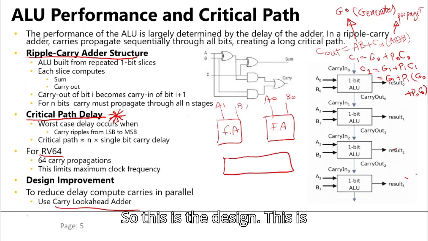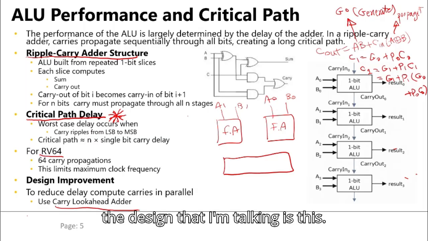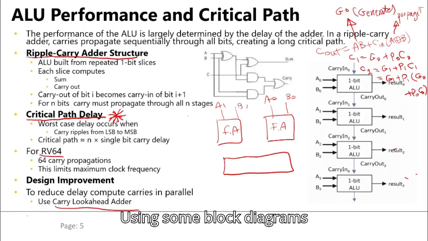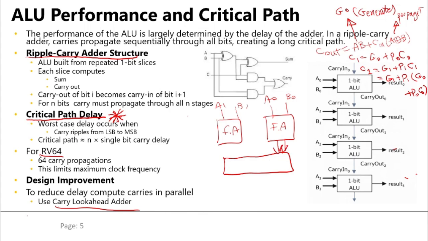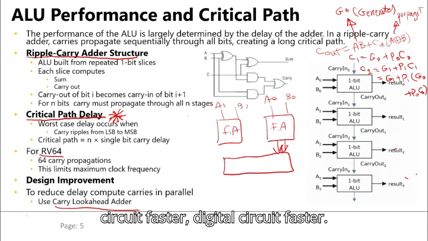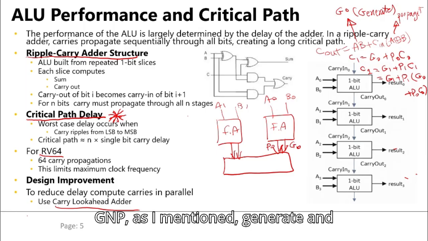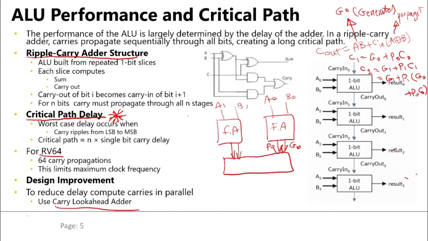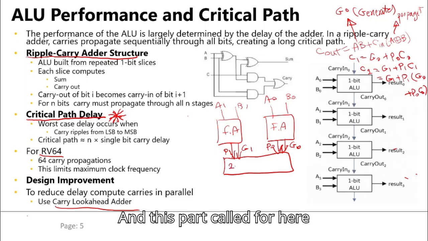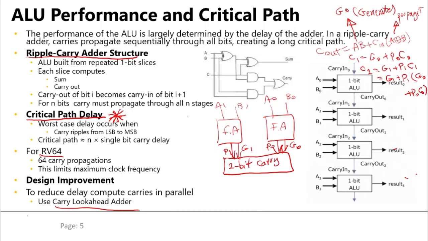So this is the design that I'm talking about. Using some block diagrams that design the digital circuit faster, okay? So we can have G0 and P0 here. G and P, as I mentioned, are generate and propagate. G1 and P1. And this part is called a 2-bit carry look ahead.